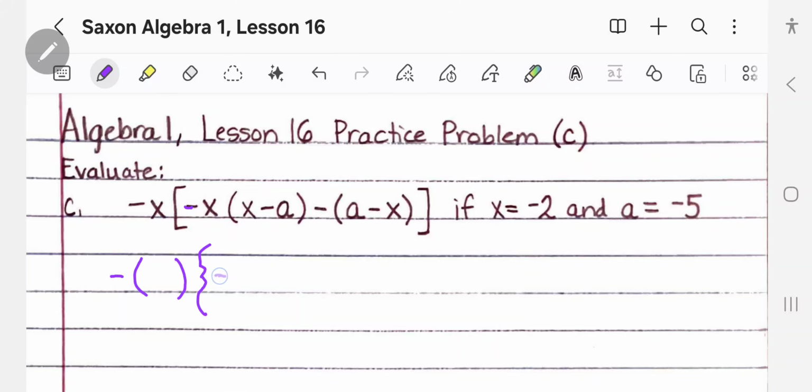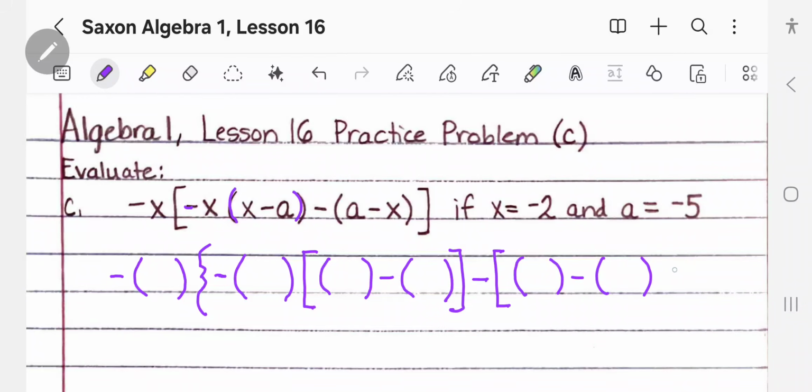Here's this negative there, or opposite. I'm going to put parentheses for that x. Upgrade this parenthesis here to where it's a bracket. Got parentheses for this x, minus parentheses for the a, and then I'm going to have the bracket. That's where this upgraded. Then I have a minus, and then I'm going to have a bracket, parentheses for the a, minus parentheses for the x, bracket, that's an upgrade here, and then a brace.